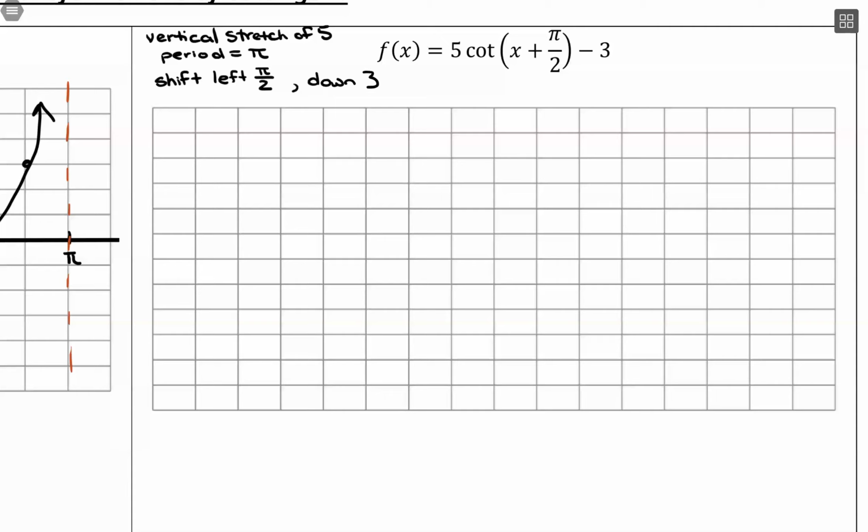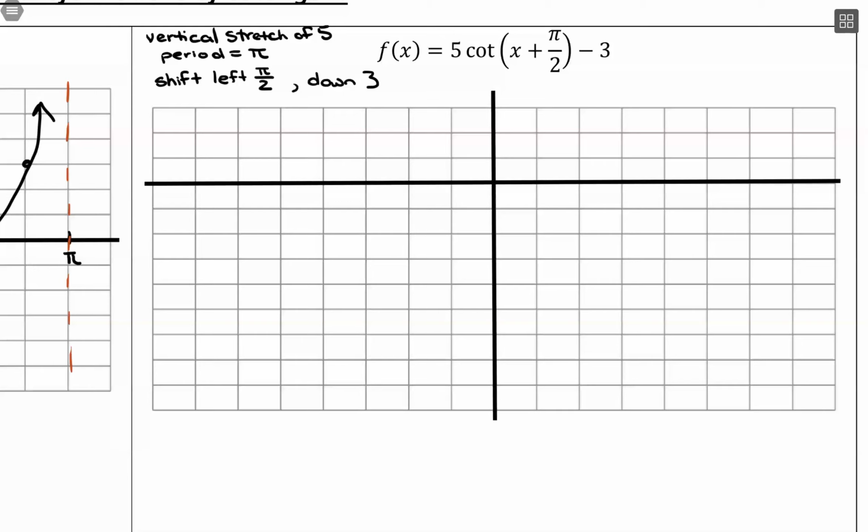So let's see, we're moving down 3 and stretching by 5. So with that, I want to see a little above the x-axis. I want to see up to positive 2, but we could focus this a bit more on below the x-axis.